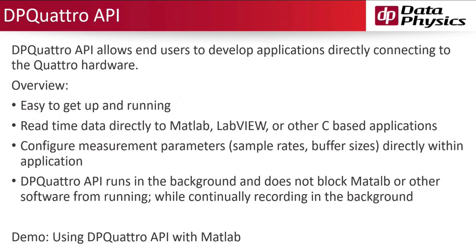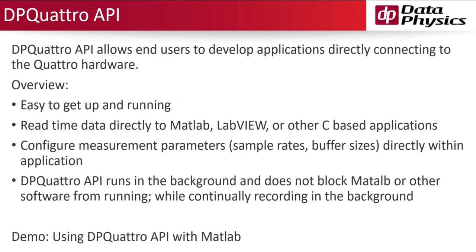The API lets you configure the measurement parameters, such as the sample rate or the internal buffer size, directly within the application. And once you tell the QUATTRO to start recording, it'll keep measuring data in the background without preventing MATLAB from doing other data processing or plotting or whatever have you. And at any time, you can come in and say, I want the most recent 5 seconds of data, or I want data from the last time I requested data from you. And it'll keep track of all of that. It's a very seamless way to pass time data acquired from the QUATTRO into your own application.